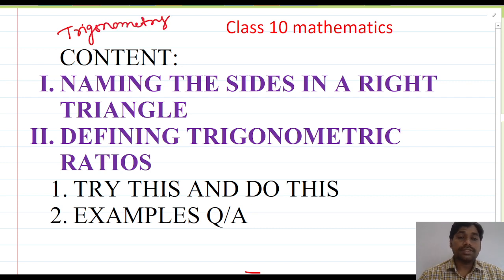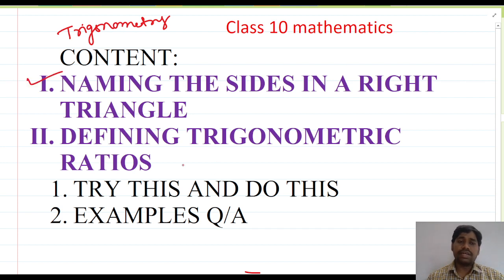So, in the last class, we discussed content related to trigonometry, like naming the sides of a right angle triangle, defining trigonometric ratios, along with the concept of complementary angles of trigonometric ratios and identities. We made the whole lesson in two parts. If you have not gone through that, I have given the description below, there is a link to those two concepts. Please follow it.